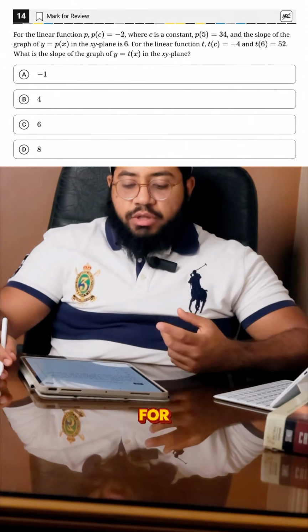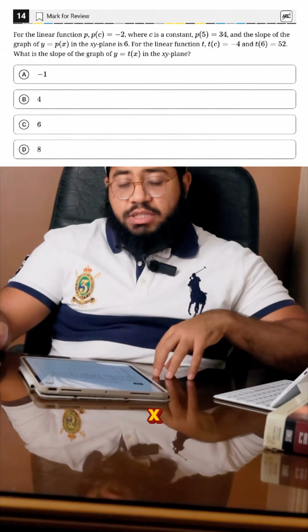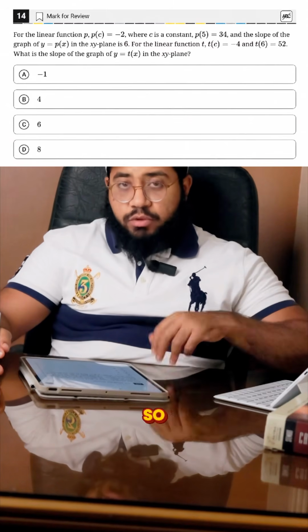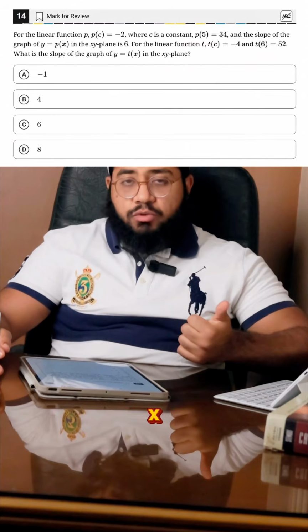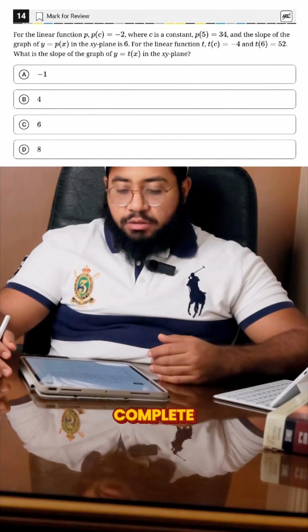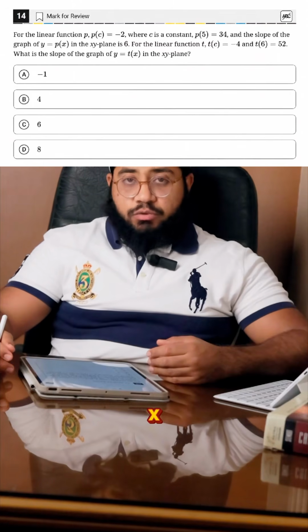For the linear function t, this is a different linear function. So now we have two functions, p of x and t of x. The second one talks about t of c equal to -4. So this is the first point, whose x-coordinate is also unknown. And t of 6 is equal to 52. The second point is completely known. What's the slope of the graph of y equals t of x in the xy plane?